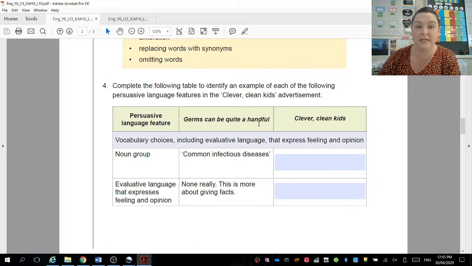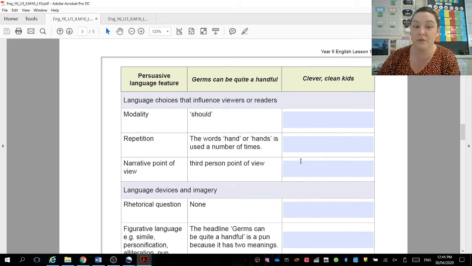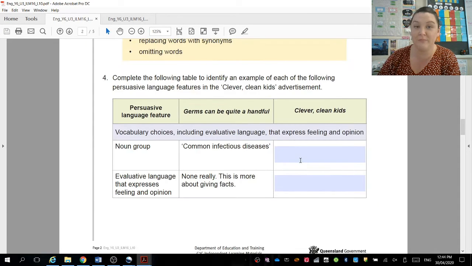So what you are going to need today is to pull out examples of each of these features. I'm going to do the first few with you, and then you are going to complete question 4 on your own, because I think by now you should be able to do that. Let's get going.